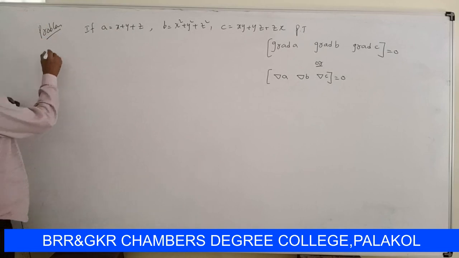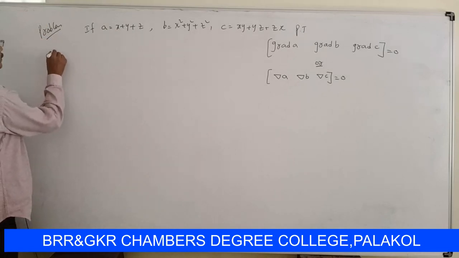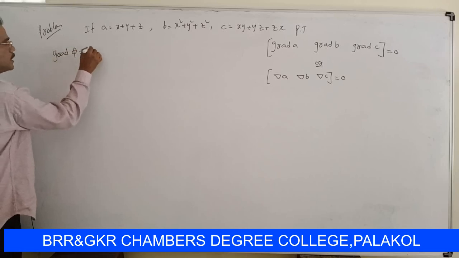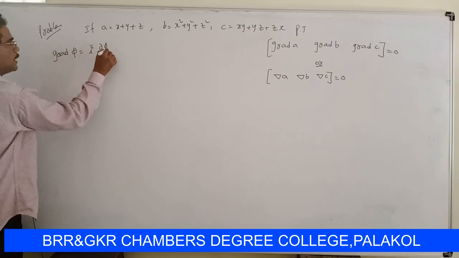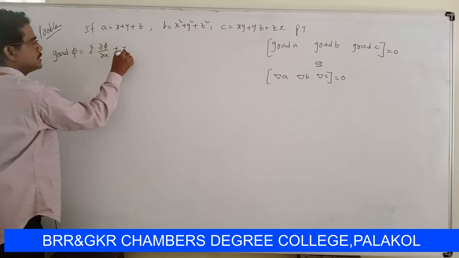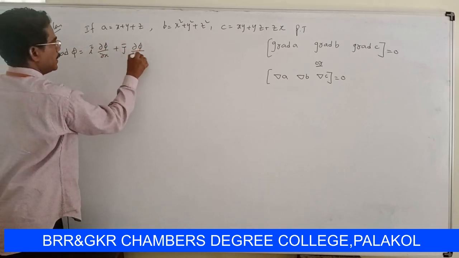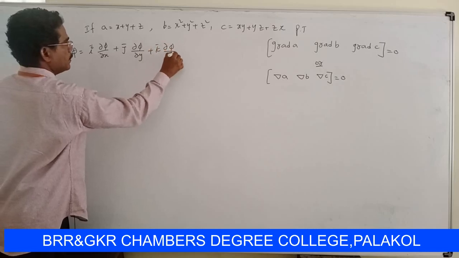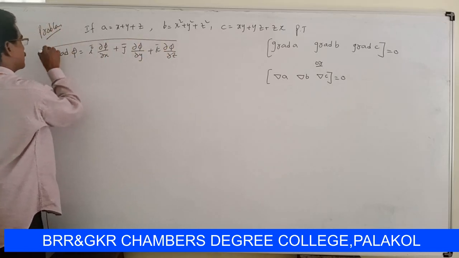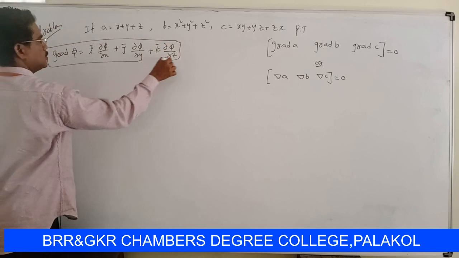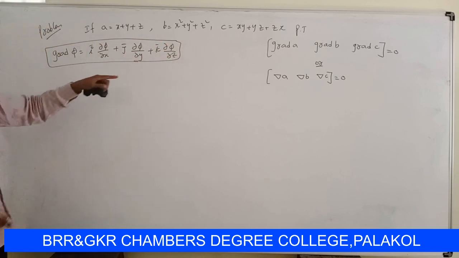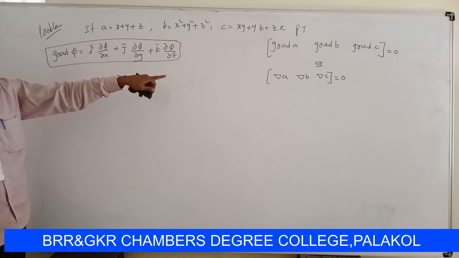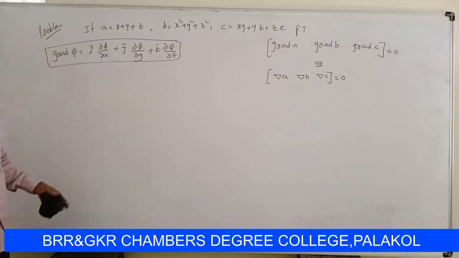But first of all, grad pi equal to, the formula is i dou pi by dou x plus j dou pi by dou y plus k dou pi by dou z. This is the formula for grad pi. So using this formula, we prove box of del a, del b, del c equal to 0.